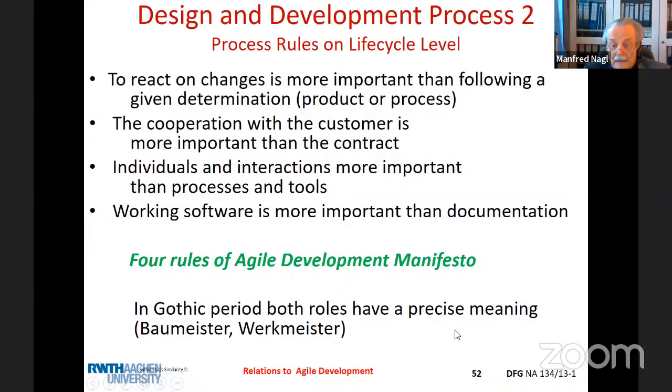Then the cooperation with the customer, the person who gives the money, is more important than the contract. You must be flexible. There must always be a connection, a talk between these 2 parties. And individuals and interactions are more important than fixed processes or tools. So there must be a place for individual action in order to make an element which is new in that time. And working software, or the final church, is more important than documentation. These are the 4 rules of the agile manifesto.